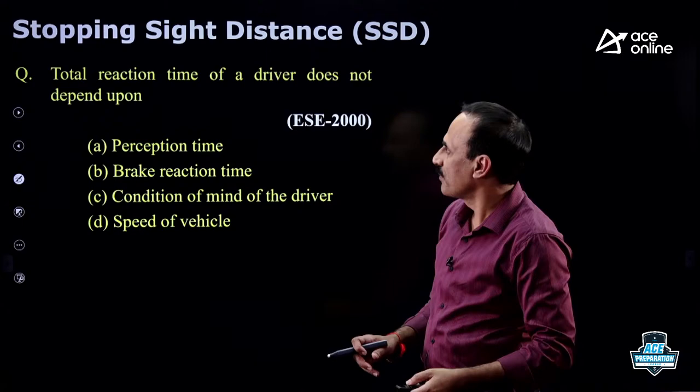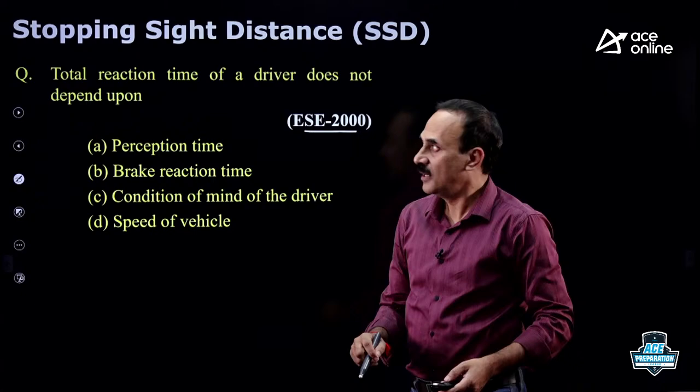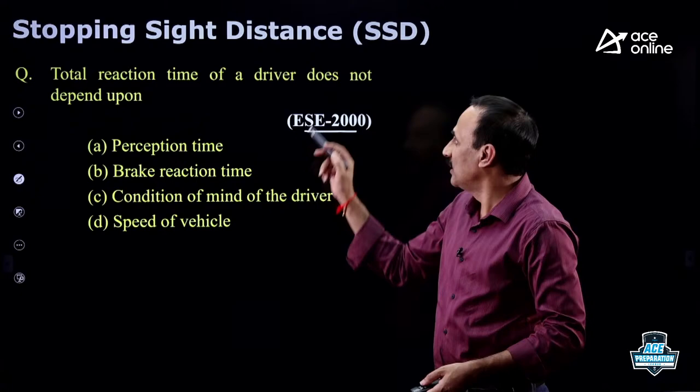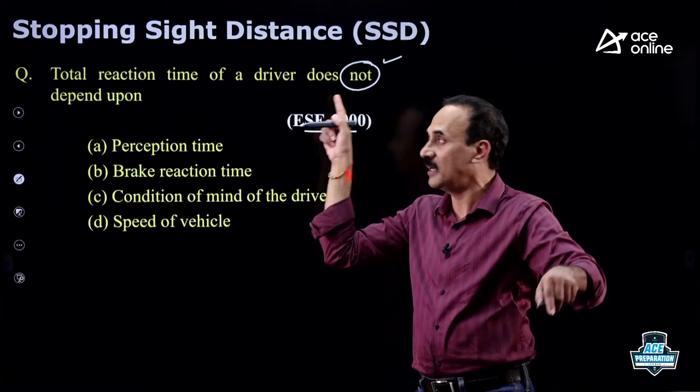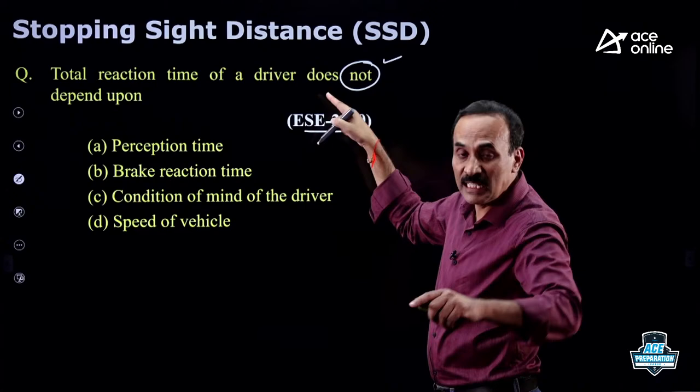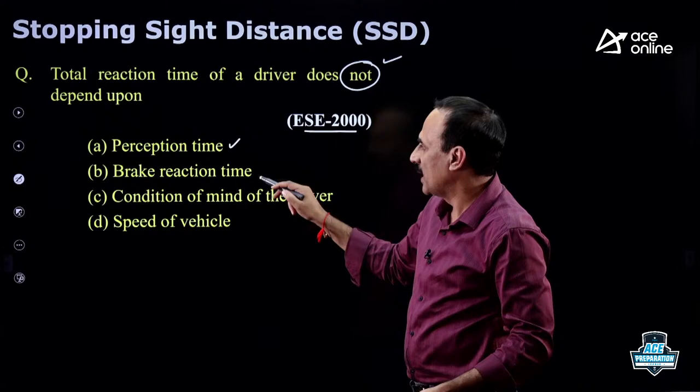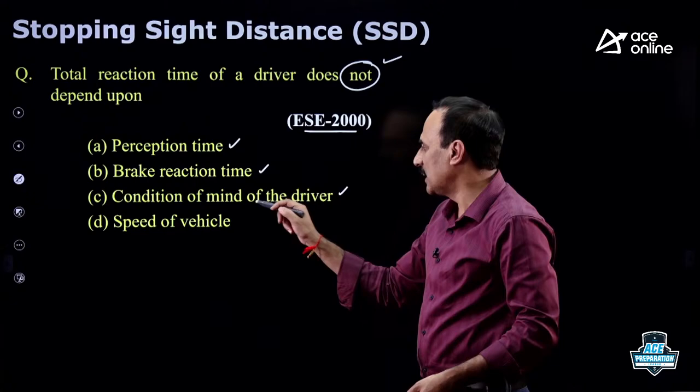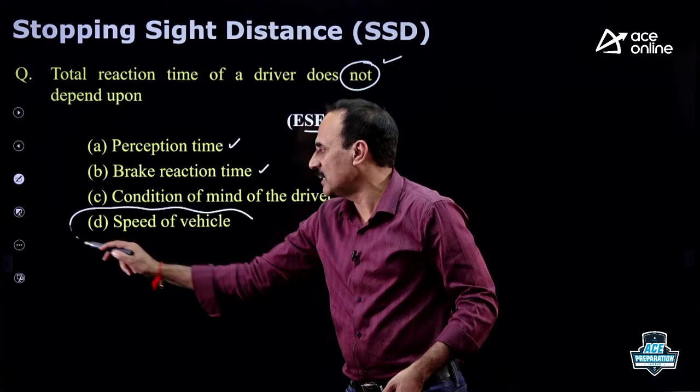So this is again asked in the ESC exam. The total reaction time of a driver does not depend upon which of the following. So this "not" is important sometimes. People at high speed may glance at the question and miss this. Actually, the reaction time of a driver is not depending upon which of the factors. It depends on perception time. It depends on brake reaction time. It depends on the condition of mindset of the driver. It is nowhere related to the design speed of the vehicle.